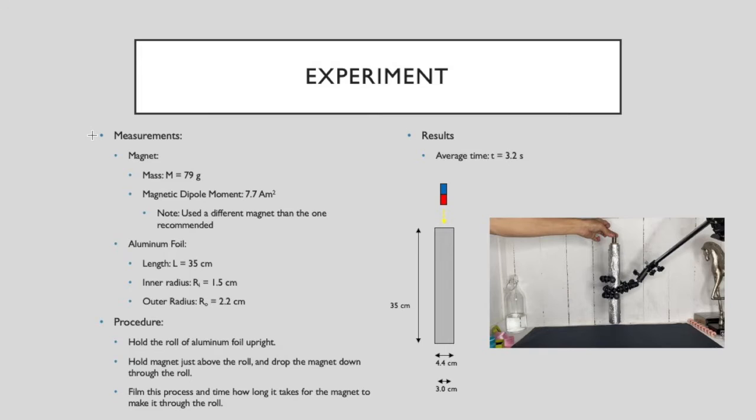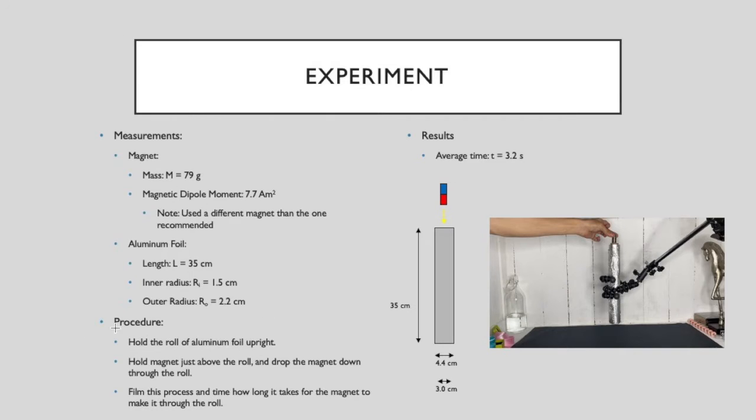For our experiment, the first step was to take measurements. For our magnet, we found that the mass was equal to 79 grams, and from our previous lab, we found that the magnetic dipole moment was 7.7 amperes meters squared. It is worth noting that we used a different magnet than the one recommended due to availability. For the roll of aluminum foil, we found that the length was 35 centimeters, the inner radius was 1.5 centimeters, and the outer radius was 2.2 centimeters.